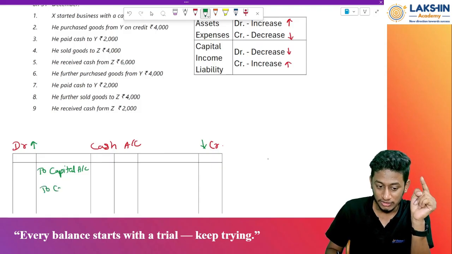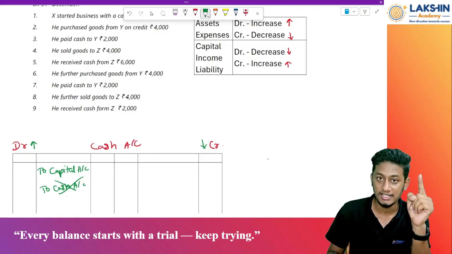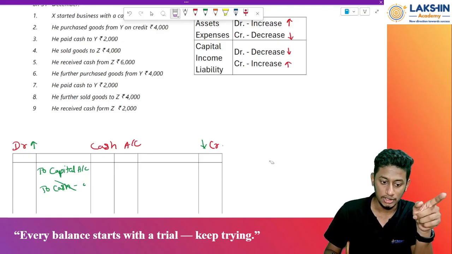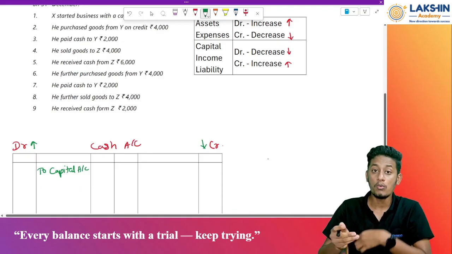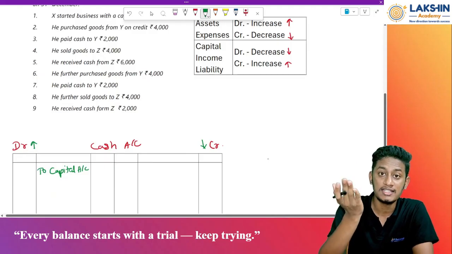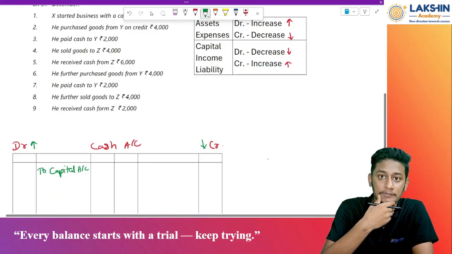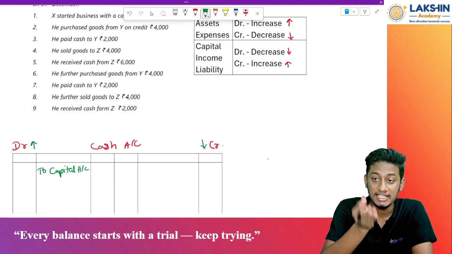In the cash account itself, I won't be passing a cash account entry. This is a total mistake. I won't be passing a cash entry in the cash account itself. Okay. So, what is the subsequent account then? How is the cash increased? Because I have received capital. That's why my cash balance is increasing.